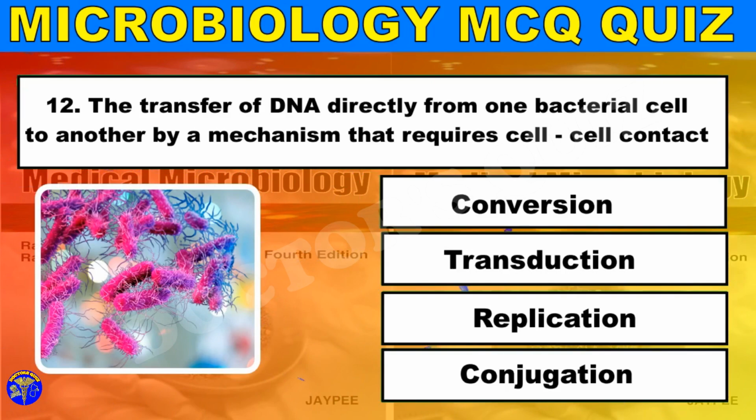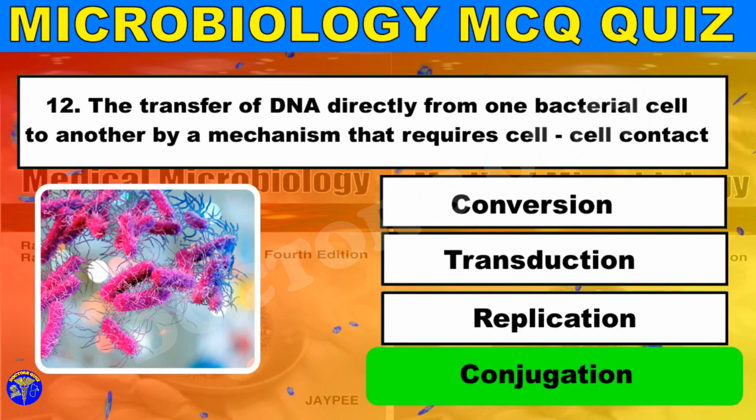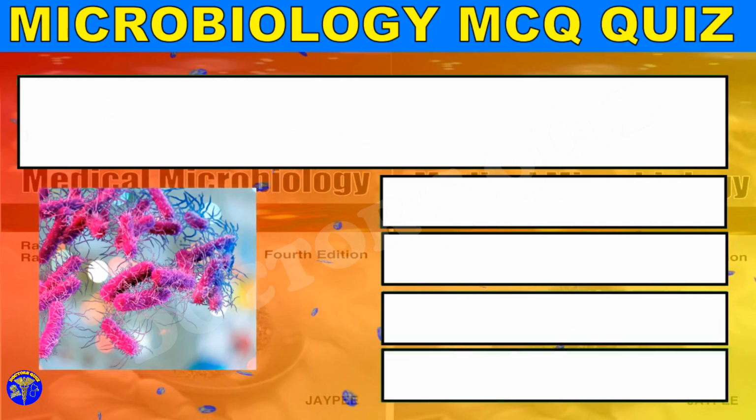Next question for you is the transfer of DNA directly from one bacterial cell to another by a mechanism that requires cell-to-cell contact. The options are conversion, transduction, replication, and conjugation. The right answer here is conjugation.